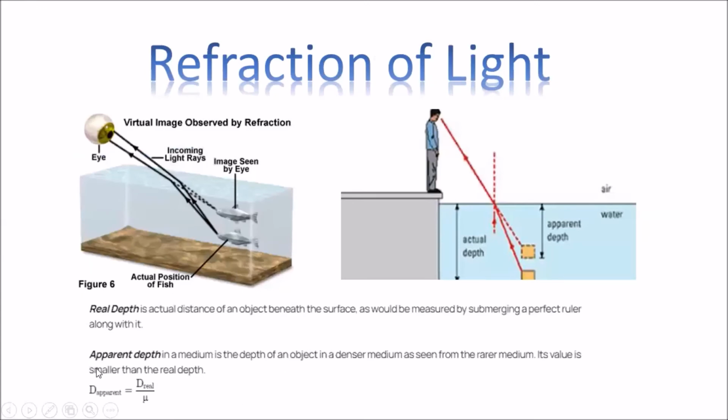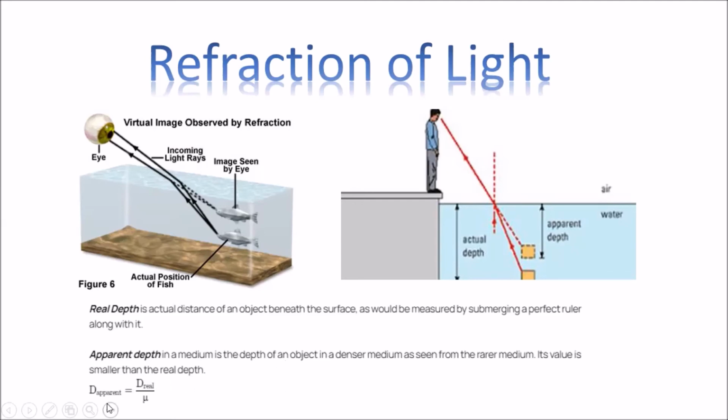Also, the concept here is real depth and apparent depth. The depth where the object is actually lying from the surface is called real depth. It's the actual distance of an object beneath the surface, as we would measure for a submerged object. Apparent depth is the depth at which the object appears to us from the top.